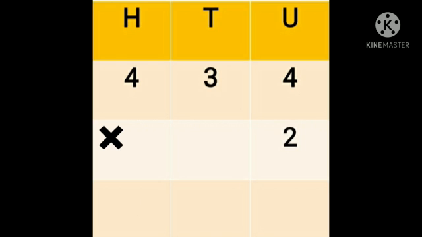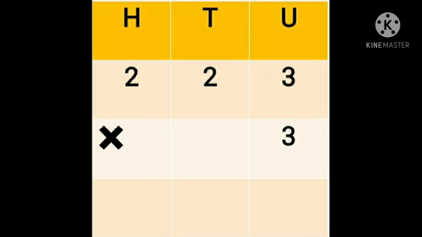434 multiplied by 2. So again, units with units, units with tens, units with 100. So 2 4 times is 8, 2 3 times is 6, 2 4 times is 8. Therefore 434 multiplied by 2, the answer is 868. Moving on to the next example.